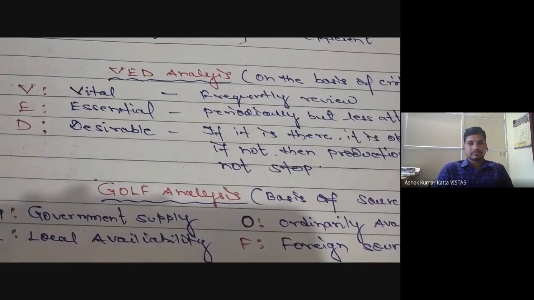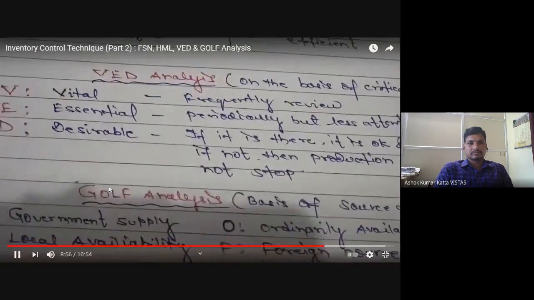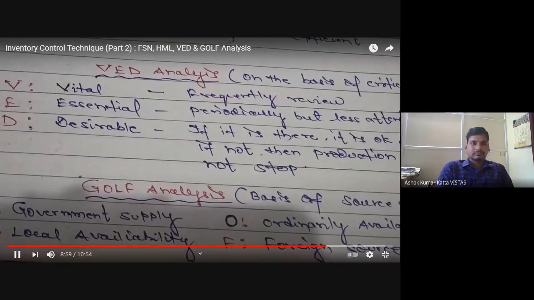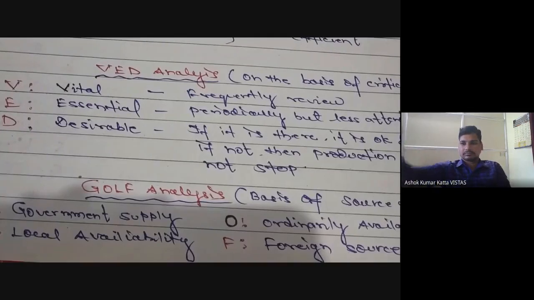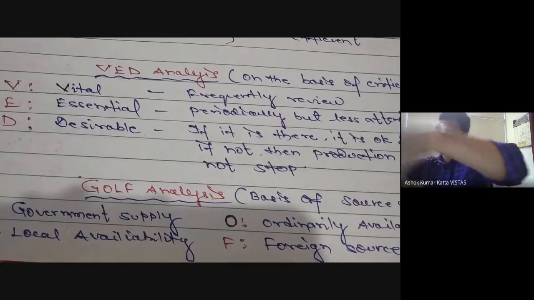And F for foreign source. Foreign source is one of the critical sources because the lead time for purchasing the raw material and bringing any components or spare parts from any other country is a lengthy process, and sometimes it requires 2 to 3 months after giving the orders. So you have to be very sure about that particular raw material which comes from foreign sources. You have to take much care and give special attention to these items immediately. So this is all about GOLF analysis.